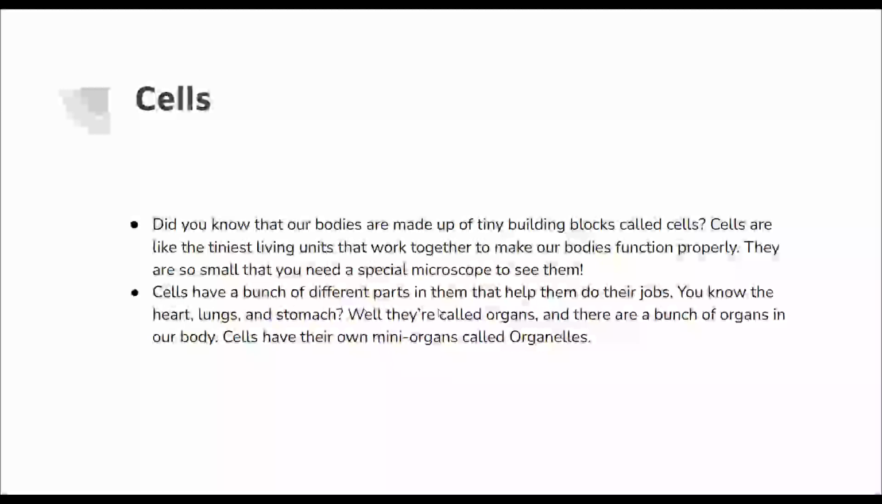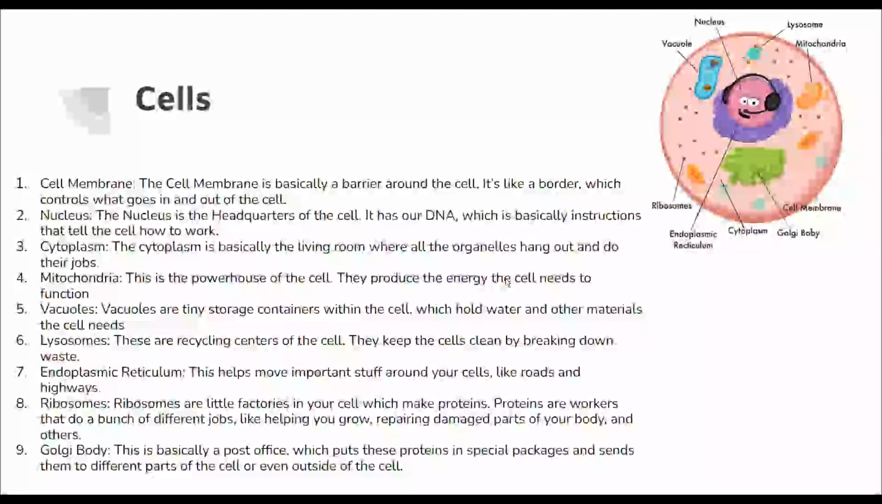So cells have a bunch of different parts in them that help them do their jobs. The heart, lungs, and stomach are called organs. So there's a bunch of different organs in your body that work to keep you alive. Cells have their own mini organs called organelles. In case you don't understand, I'll show you in the next slide.